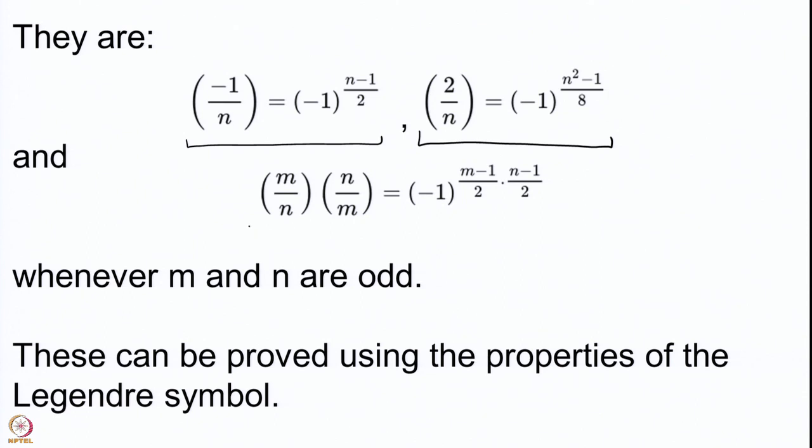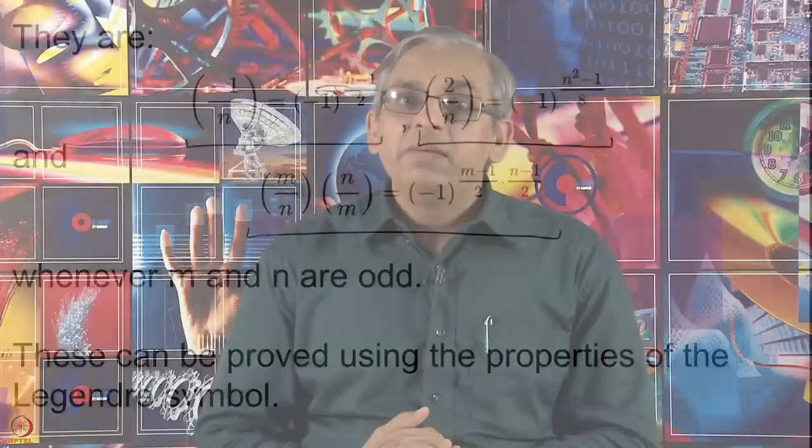And finally, we have that whenever m and n are odd natural numbers, then m by n and n by m satisfy this generalized reciprocity law. So these three properties can be proved using the similar properties for the Legendre symbol, so we are not going to give their proofs. However, note that for minus 1 we have used the Euler criterion.